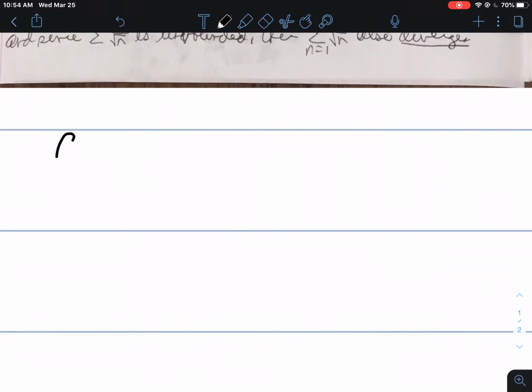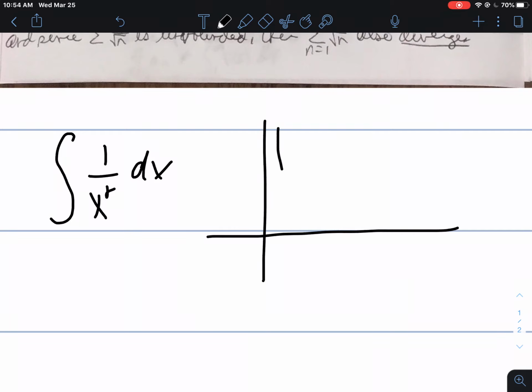What if I had an integral, I'm just going to say 1 over x to the r, something of this form. They're all going to have the same basic shape from 0 to infinity. They're all going to look like that. And I'm just going to say integral from 1 to infinity. We'll start there.